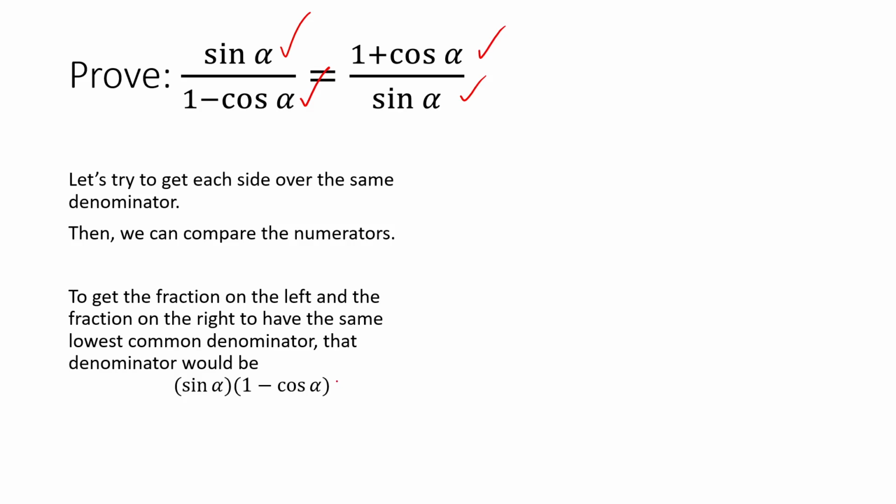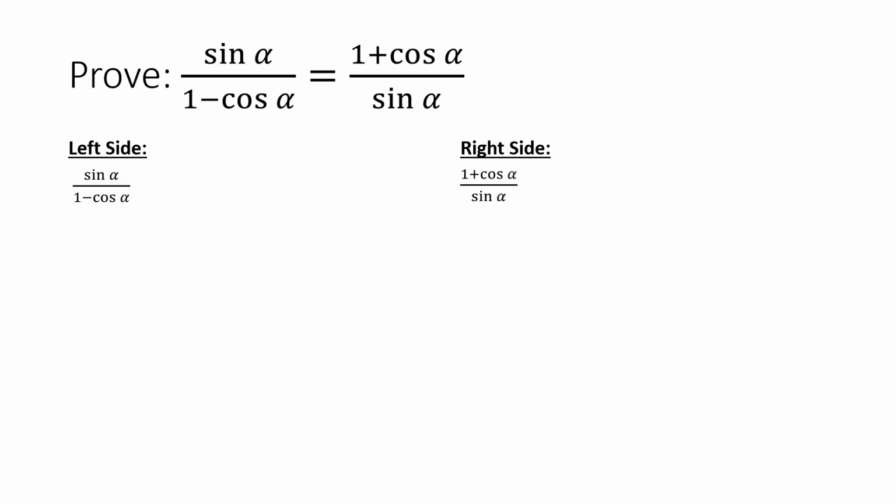So looking at this, I realize if I multiply the left-hand side by sine alpha over sine alpha, the denominator will be sine alpha 1 minus cos alpha. And if I multiply the right-hand side by 1 minus cos alpha over 1 minus cos alpha, I'll have the same denominator. So that's what I'm going to do. So this is how we begin.